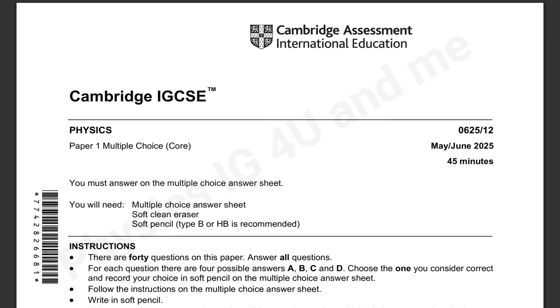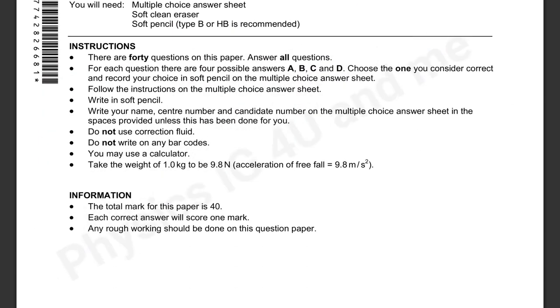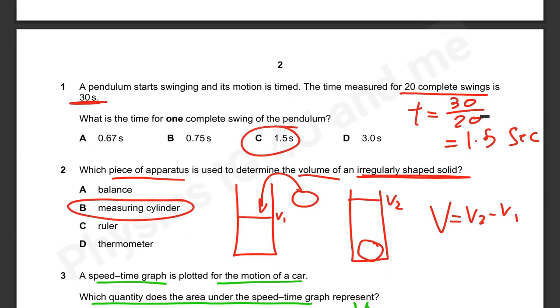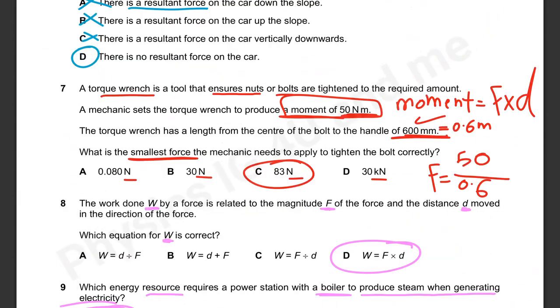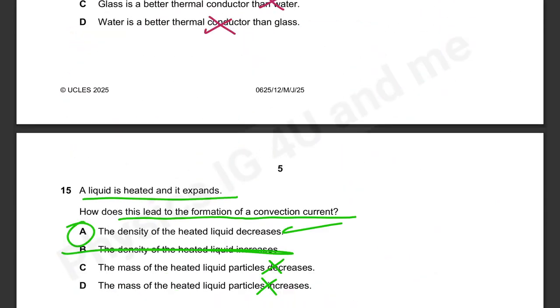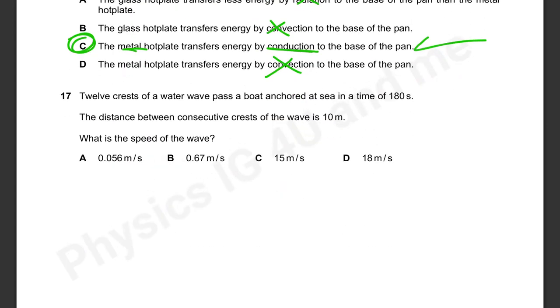Today we're going to complete part 2 of the paper 1 multiple choice for May-June 2025 variant 12. In the first part we finished until question 16 as I remember. Today we're going to complete also around 16 or 17 questions, depends on the length of the video. So let's start directly with question 17.